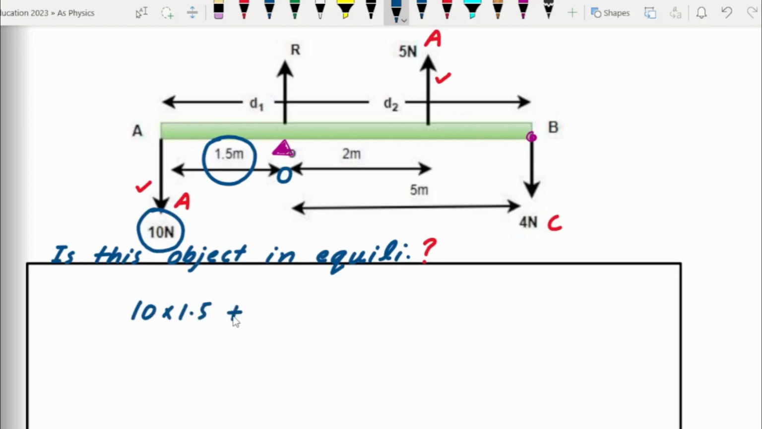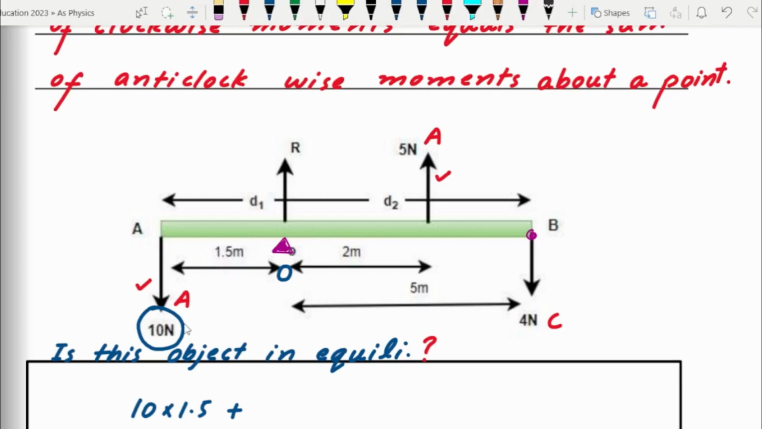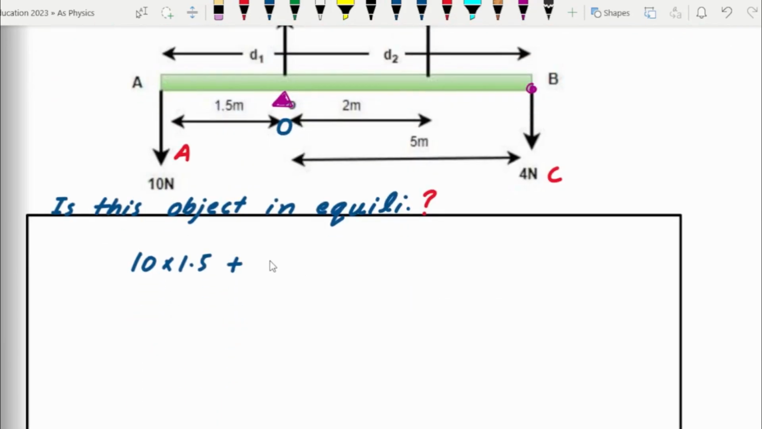plus, because there's another force that is producing anti-clockwise moment. कौन सी force? 5 Newton वाली. So that was the other force. And what is the perpendicular distance of this force from the pivot? 2 meters. देखो यहाँ से axis of rotation तक जो perpendicular distance बन रहा है 2 meters है. So that equals to 5 times 2.